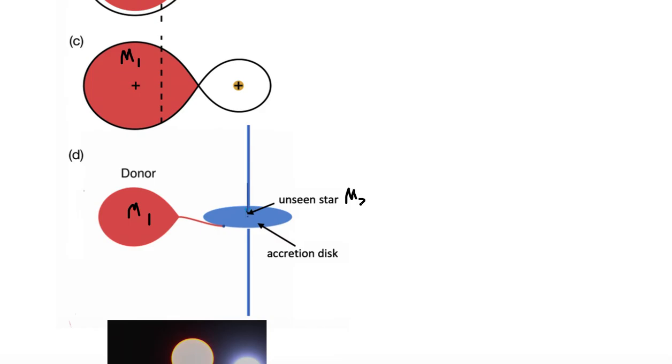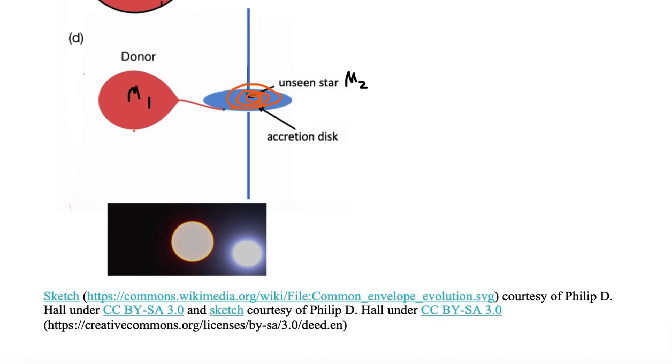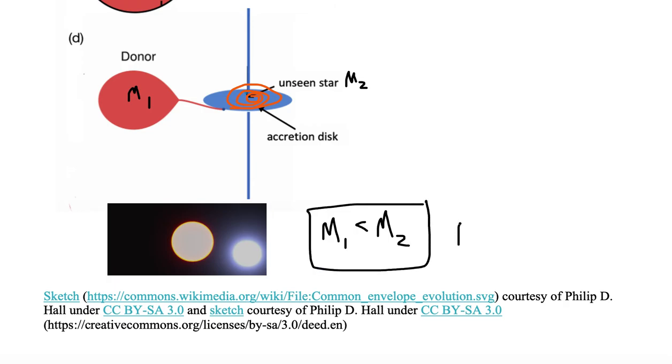The reason why it's unseen is because the mass is going to come in, and it's going to slowly spiral around, filling up the accretion disk until it eventually lands on the secondary star. Eventually, enough mass will be transferred from M1 to M2 to end up with a case where M1 becomes less massive than M2. And when that happens, we have what's called an Algol system.